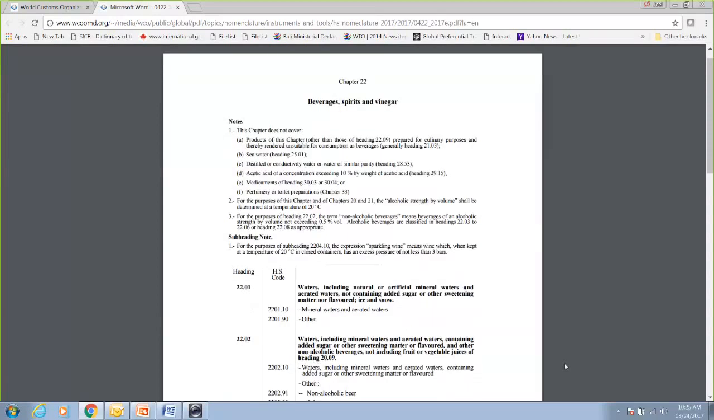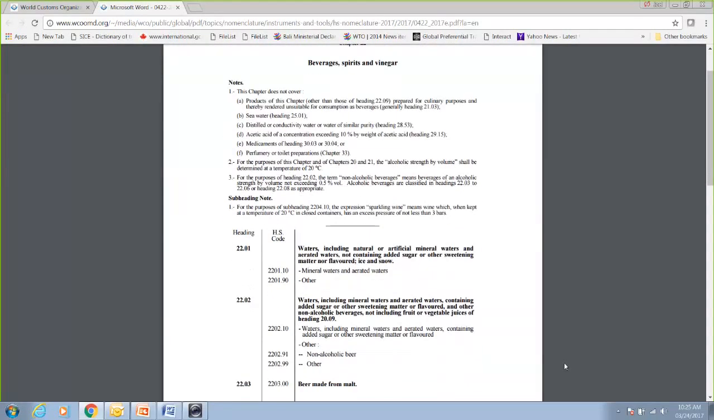At 2201, the first heading, we have all the water, including natural water, not containing added sugar. So any water in which you've not put in any added sugar would be there.